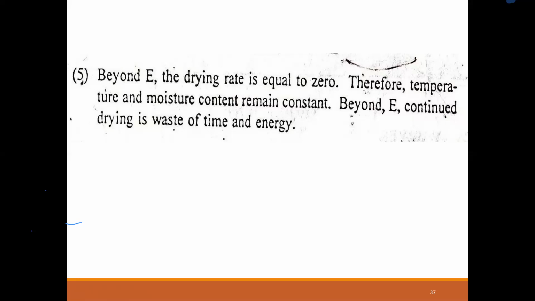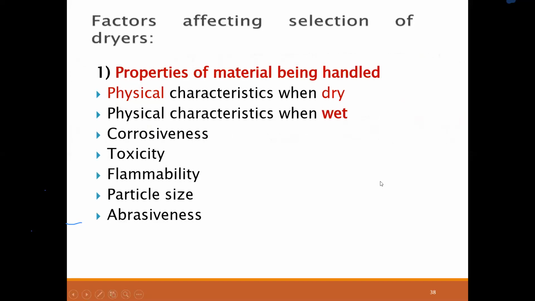Okay. Then the next point we will see is the different factors affecting the rate of drying. Right, rate of drying. How do you select the different dryers for drying the material? The first part is the properties of the material being dried and handled. So which property of the material is it? The physical characteristics of the material being dried.